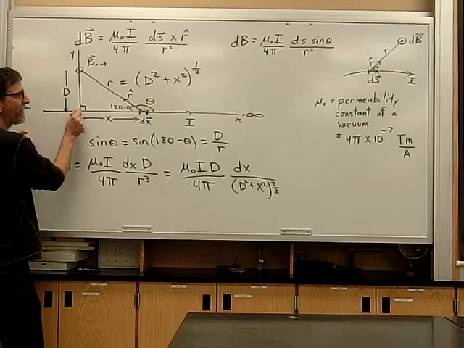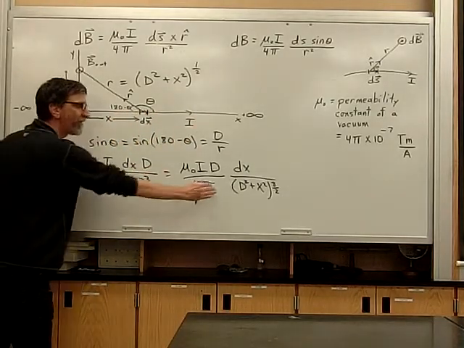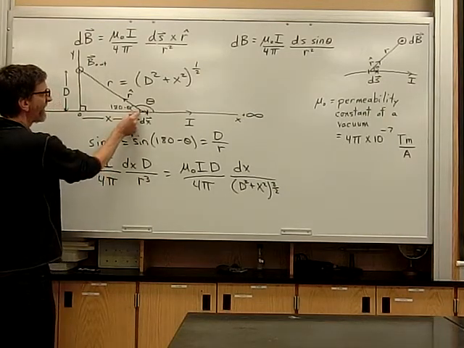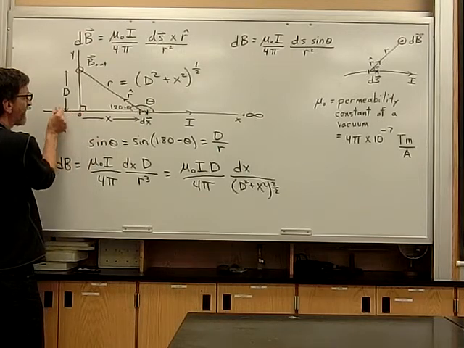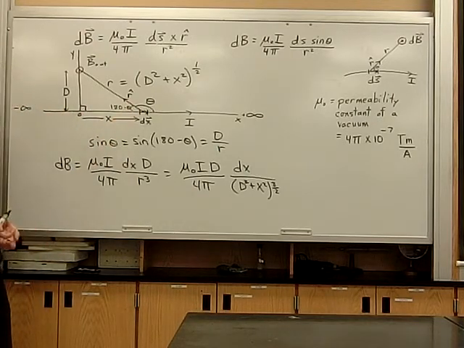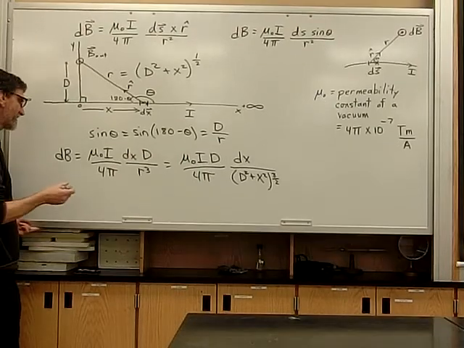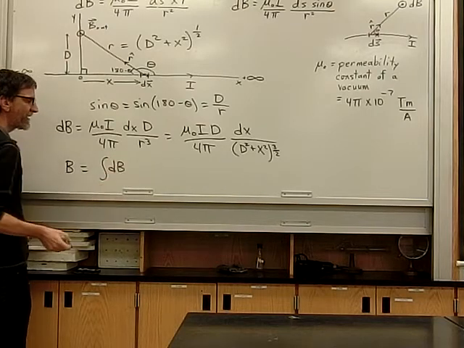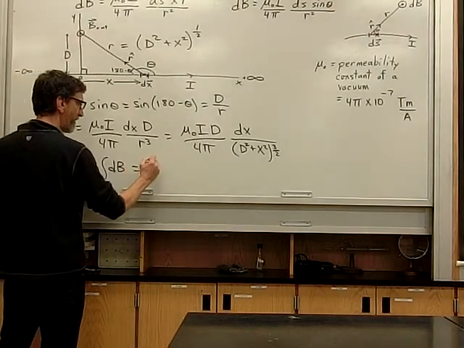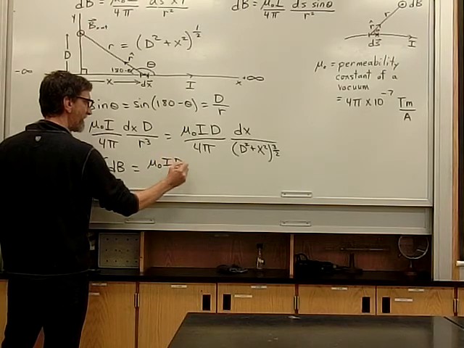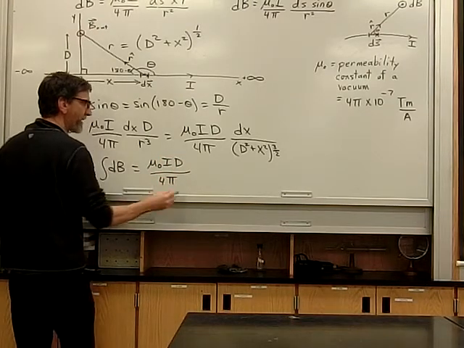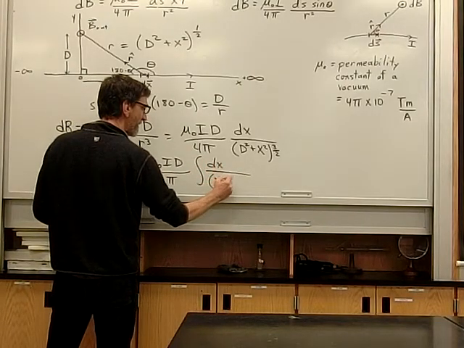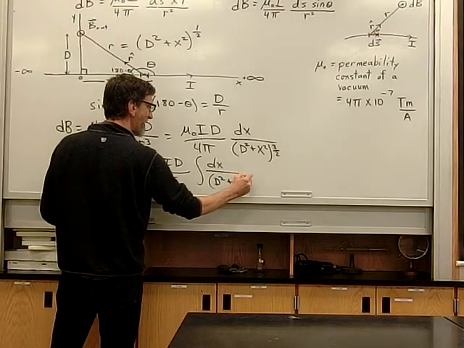Of course, the wire is made up of a whole bunch of little pieces, each with the field given by this equation. So if you want to calculate the overall field, you have to add the dBs due to every little piece of charge on this infinitely long wire. In other words, we need to integrate. So we can say that B, which is the integral of dB, the sum of all the dBs, is, if we pull out the constants, mu naught I d over 4 pi, integral of dx over d squared plus x squared to the 3/2 power.